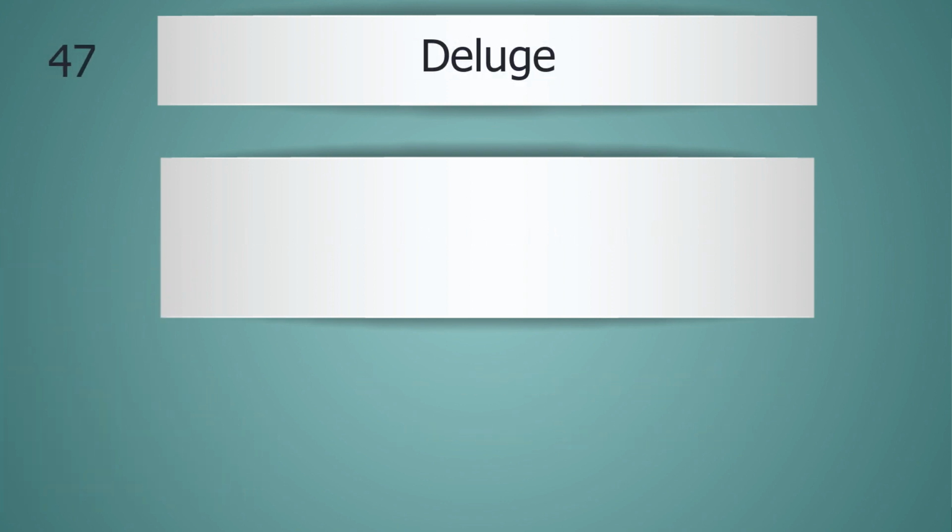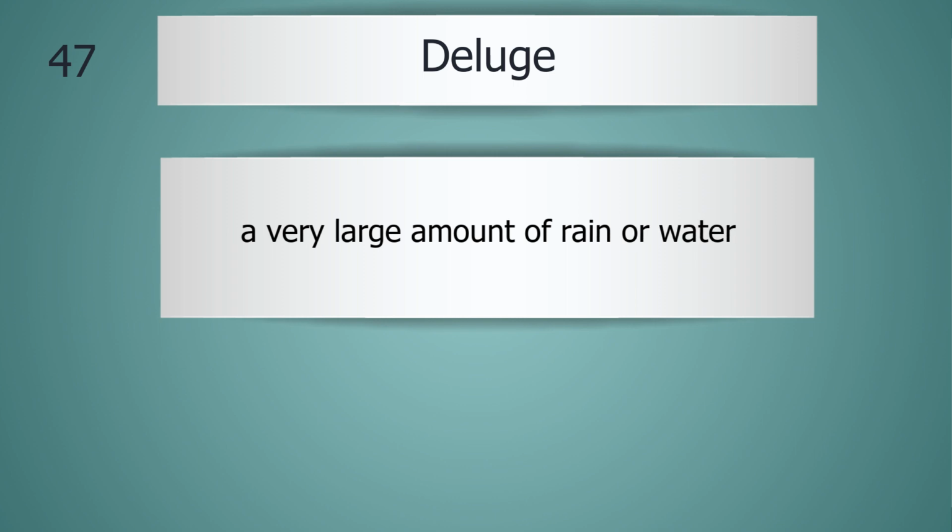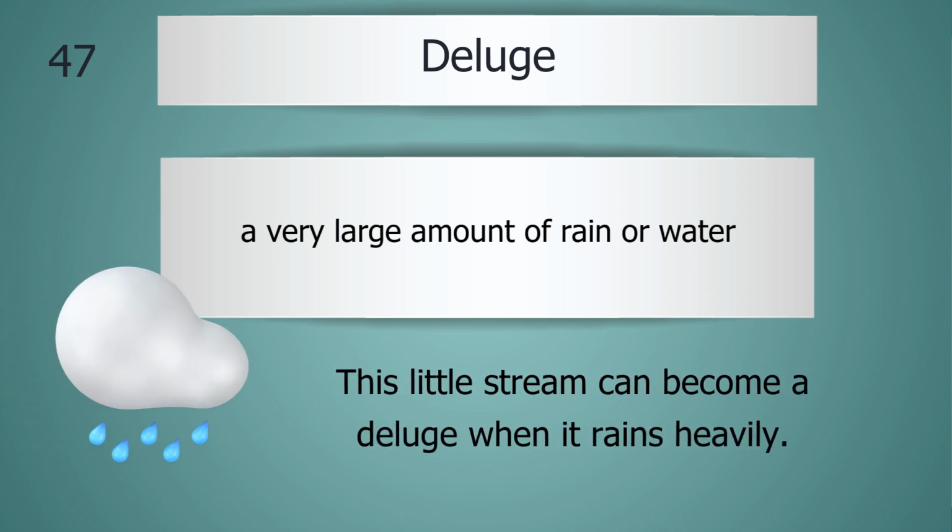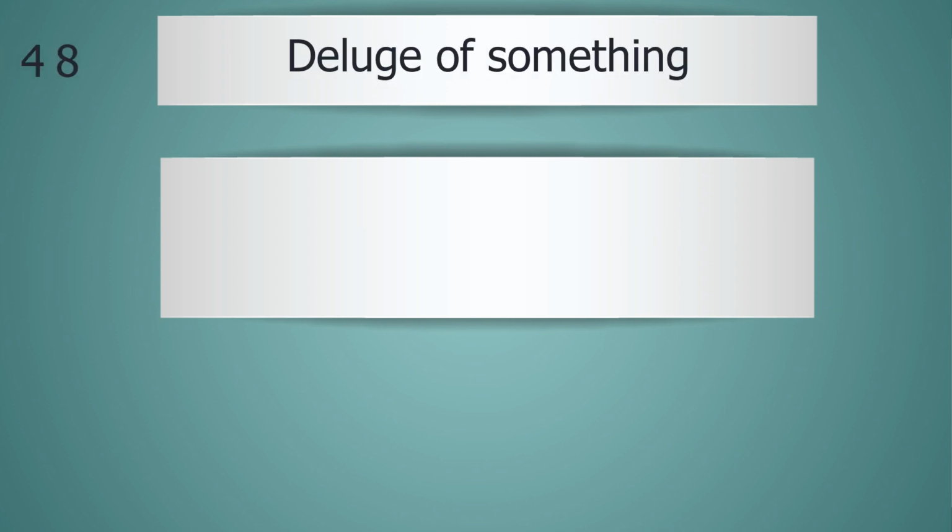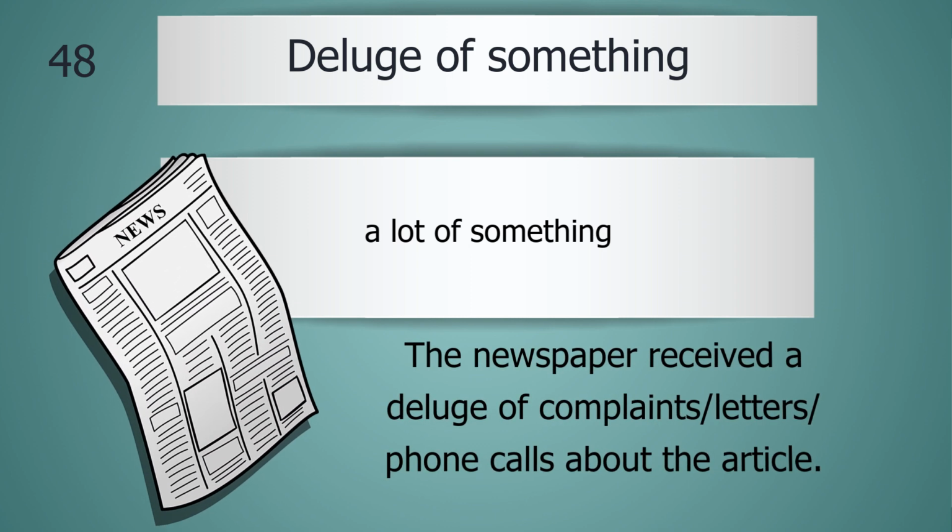Deluge, a very large amount of rain or water. This little stream can become a deluge when it rains heavily. A deluge of something, a lot of something. The newspaper received a deluge of complaints, or a deluge of letters, or a deluge of phone calls about the article.